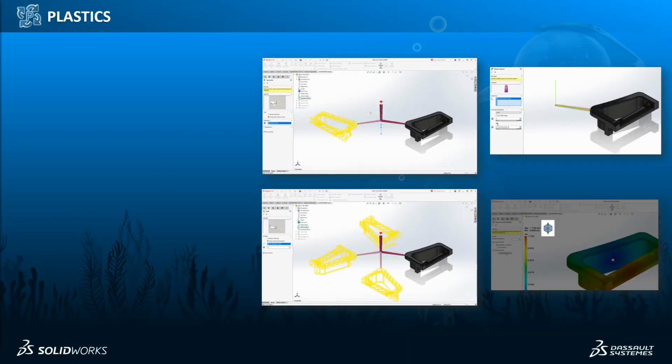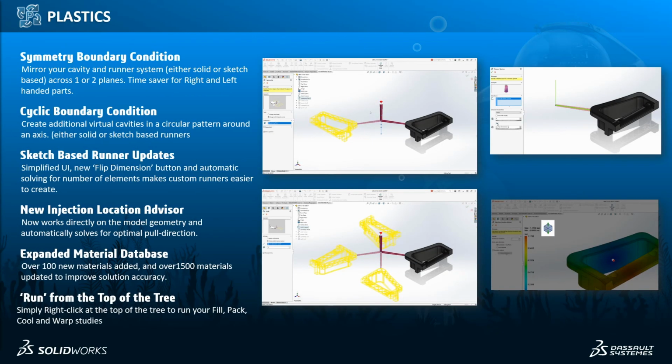So in summary, we have seen new symmetry boundary conditions, cyclic boundary conditions, sketch-based runner updates, new injection location advisor, expanded material database, and added run from the top of the tree.